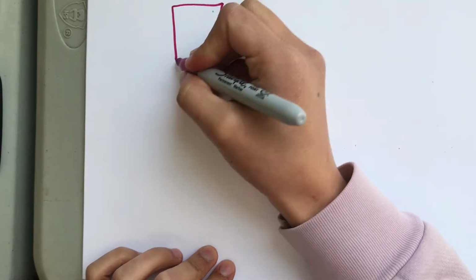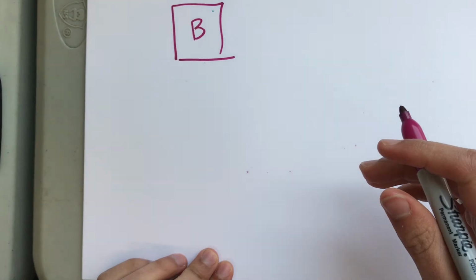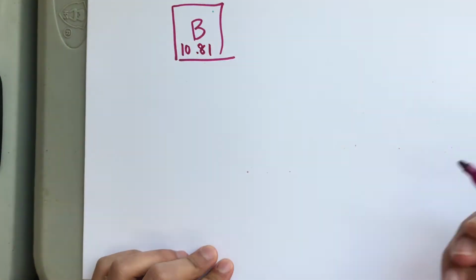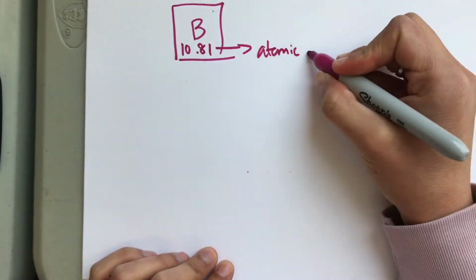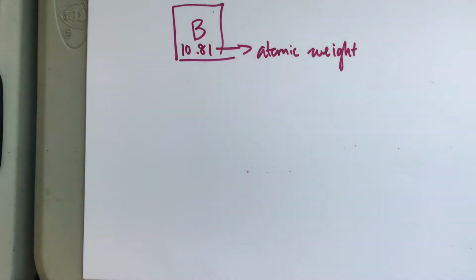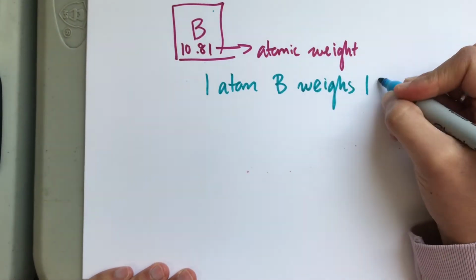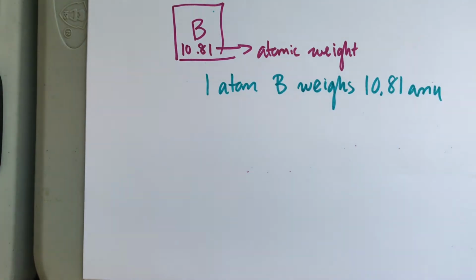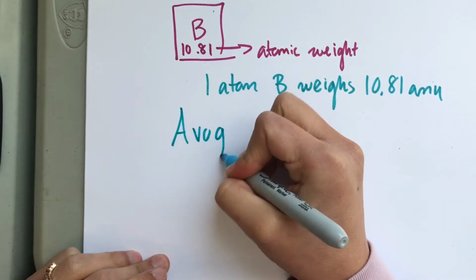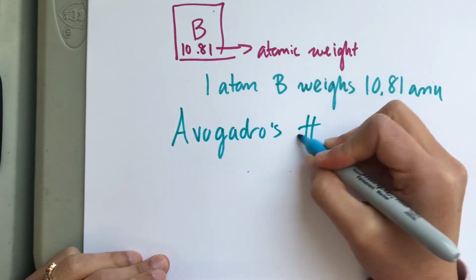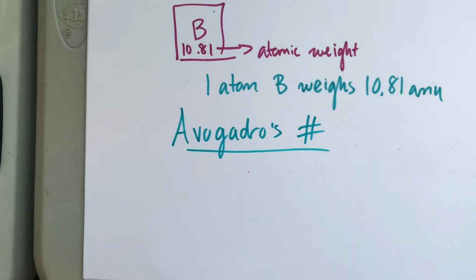Moving on to the next thing. Let's say we take an atom of boron. I'm going to draw out what it looks like on the periodic table, and I'm just going to draw this bottom number. That's the atomic weight. So I know that one atom of boron weighs 10.81 AMUs. That number just gives me the atomic weight of one atom. Now this is going to lead us to a discussion on Avogadro's number.